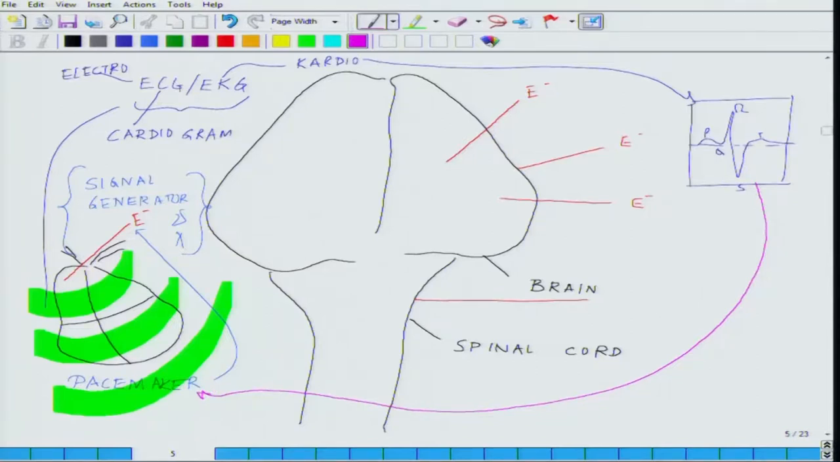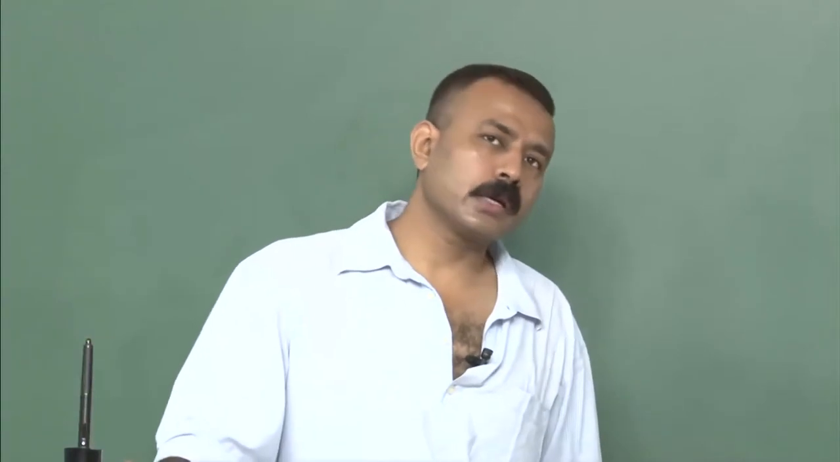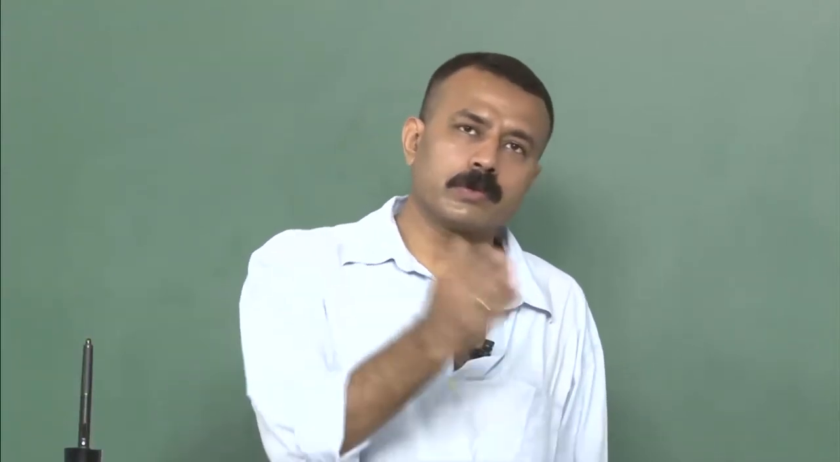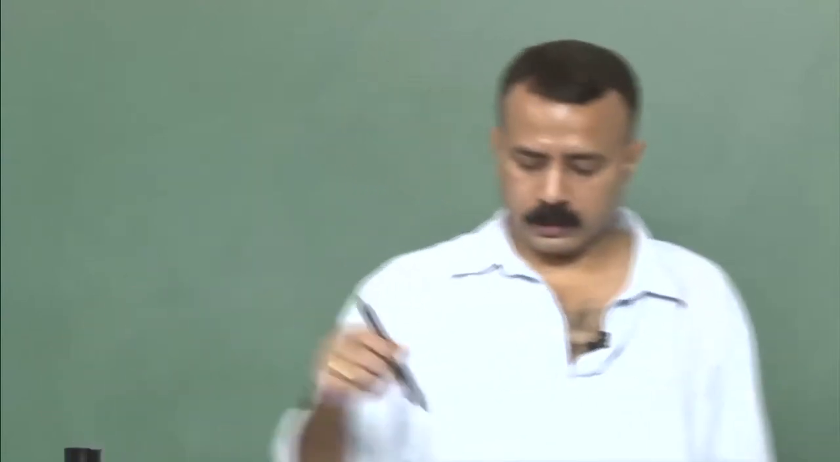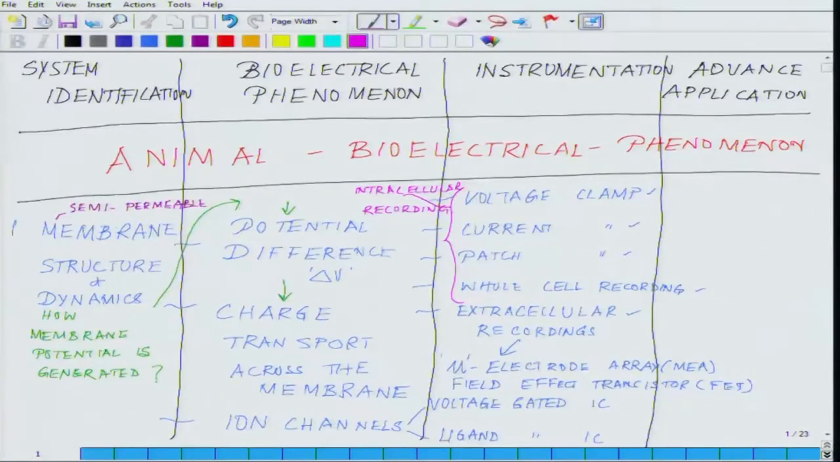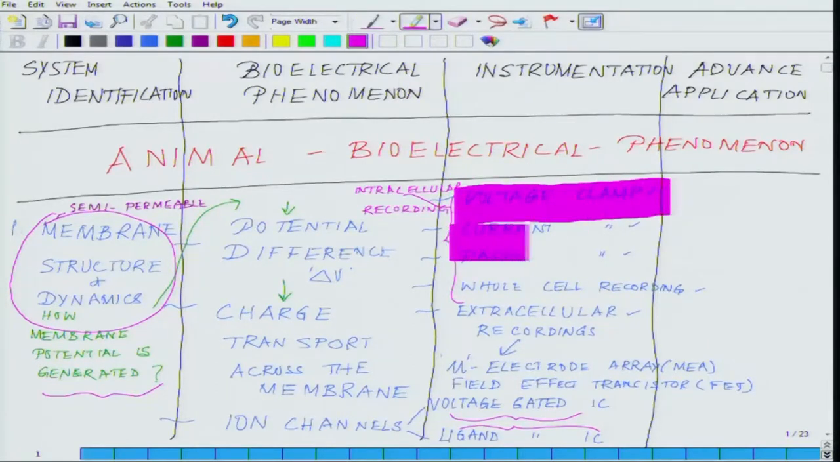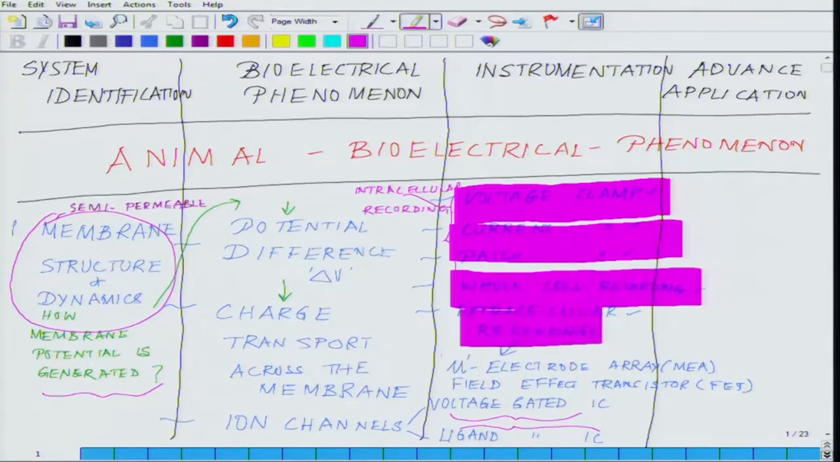So these are the things which we will be studying in the cardiac system. So the way we started is, go back. So we will be talking about the membrane structure and dynamics, and how the potential is generated, the potential difference leading to the charge transport across the membrane. We will talk about the voltage gated ion channels, we will talk about the ligand gated ion channels, and in this whole section of techniques, we will talk about all the major techniques we will be dealing with here.